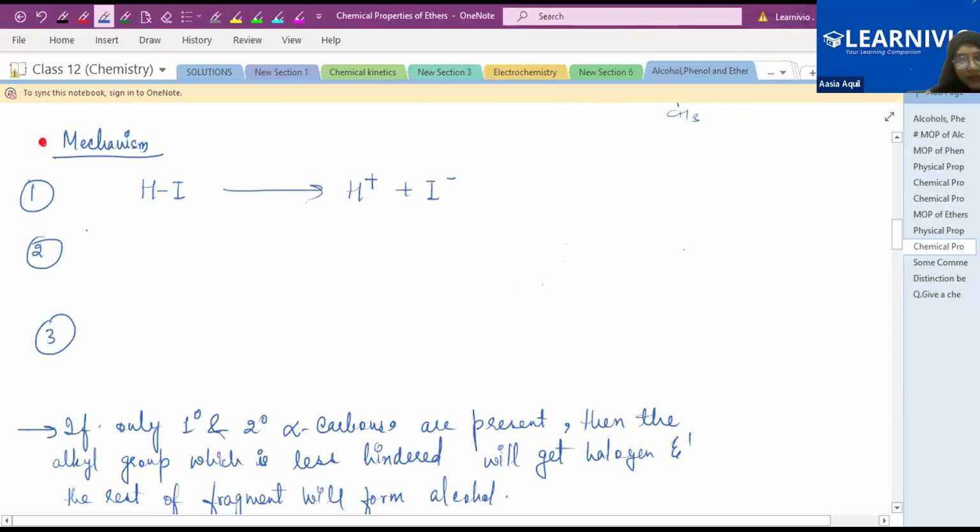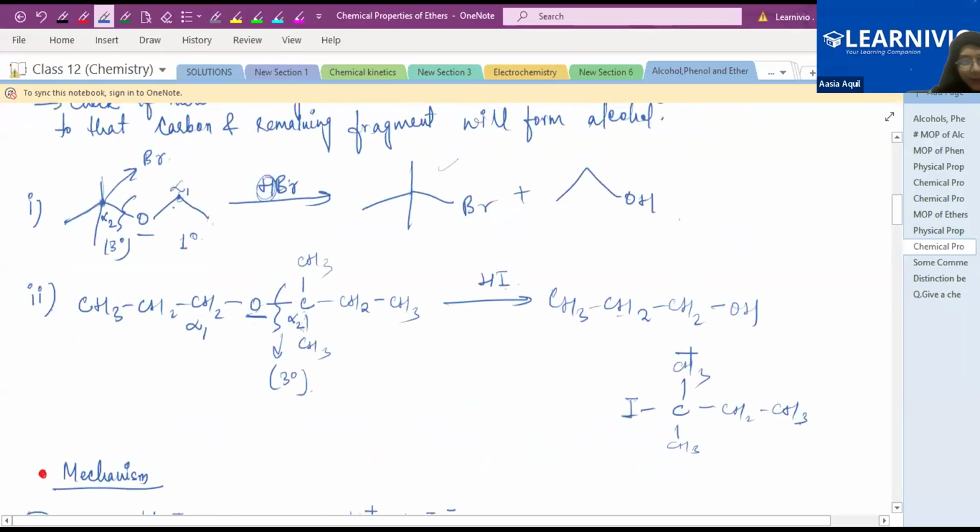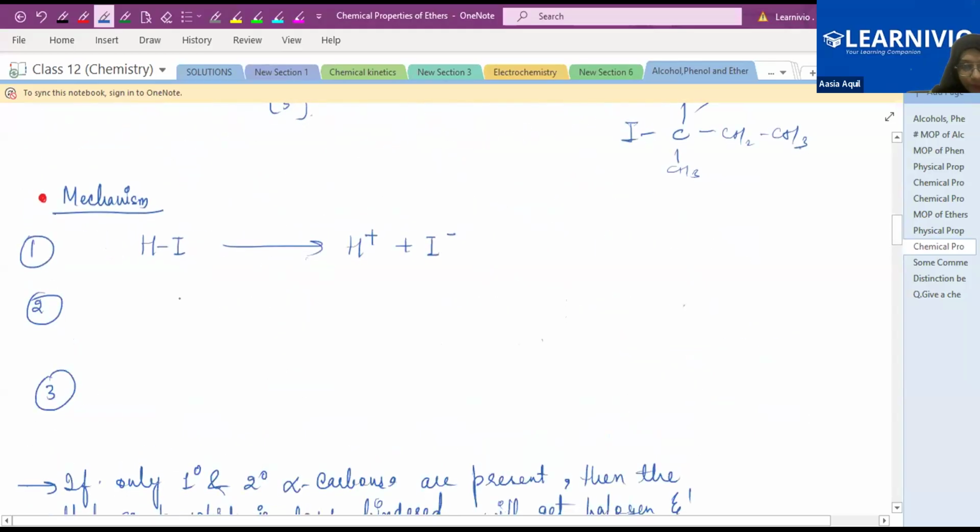Now, we were doing the mechanism for this reaction. This is oxygen, this is your ethyl group, and here there is a tertiary structure. Right, this is your tertiary structure. Okay, write like this. Now let's see the mechanism.